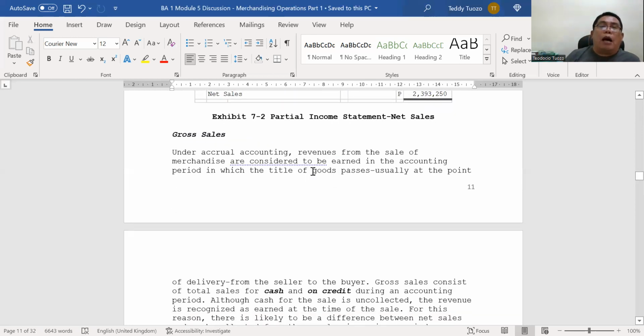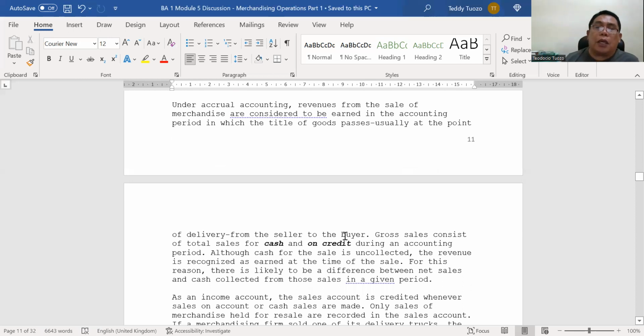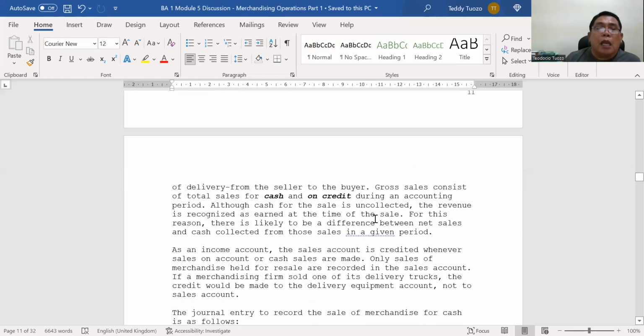Gross sales. Under accrual accounting, revenues from the sale of merchandise are considered to be earned in the accounting period in which the title of goods passes, usually at the point of delivery from the seller to the buyer. Gross sales consist of total sales, both cash and on credit. Ideally, class, in the notes to financial statement, it should show how much is your cash sales and how much is your credit sales, of course, for determining how much is your accounts receivable balance at the end of the accounting period.